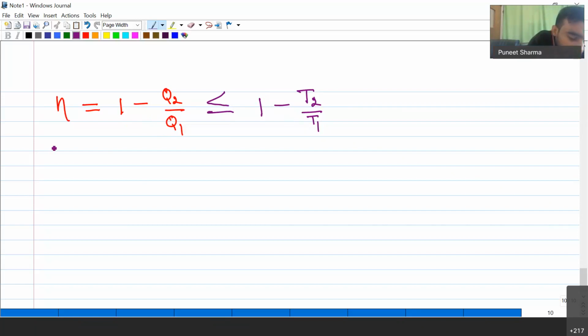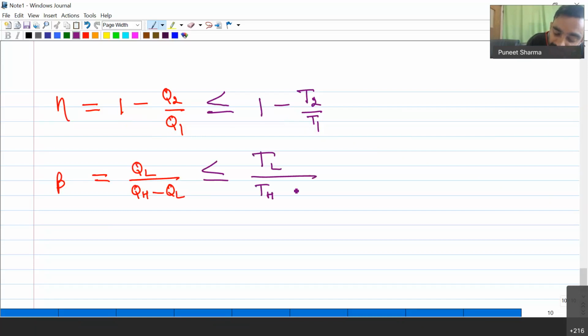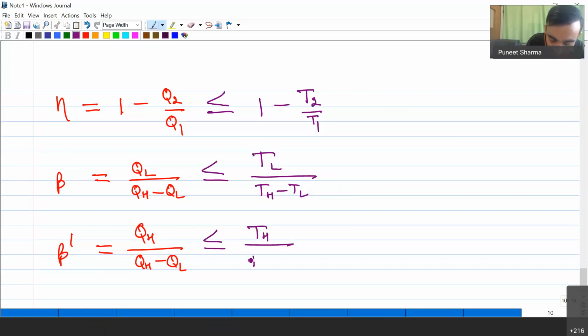Similarly, if I write for a refrigerator, beta is equal to QL divided by QH minus QL, which will be once again less than or equal to TL divided by TH minus TL. And accordingly, I can write for a heat pump QH divided by QH minus QL, which will be less than or equal to TH divided by TH minus TL. So this formulation we get over here.